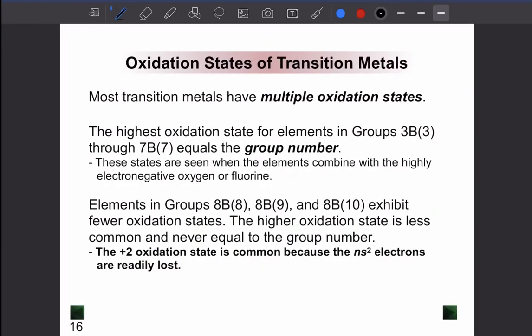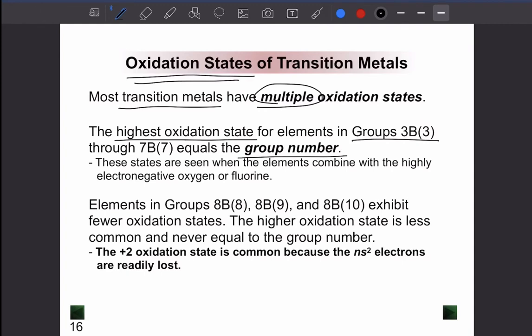Next is oxidation states. Most transition elements have multiple oxidation states. The highest oxidation state for the elements in groups 3B through 7B equals the group number. So if you have an oxidation state of 3, it means that it's a 3B group element. If you have an oxidation state of 7, it might be a 7B group element, but that only represents the highest one. That's the limit to which the maximum can go.